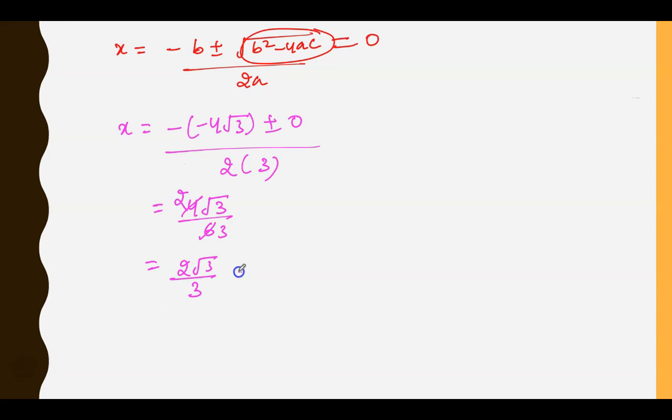If you want, you can simplify it further as well. हम root 3 और 3 को cancel करेंगे तो हमारे पास आएगा 2 upon root 3. So that means हमारे जो roots होंगे, that is going to be 2 upon root 3, and equal roots है तो हम उसको 2 बार लिख देंगे. ठीक है, and that is going to be your answer.